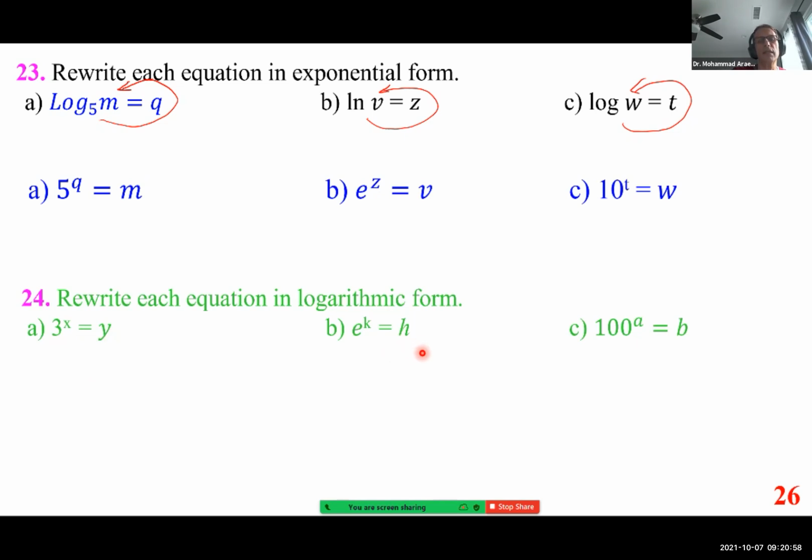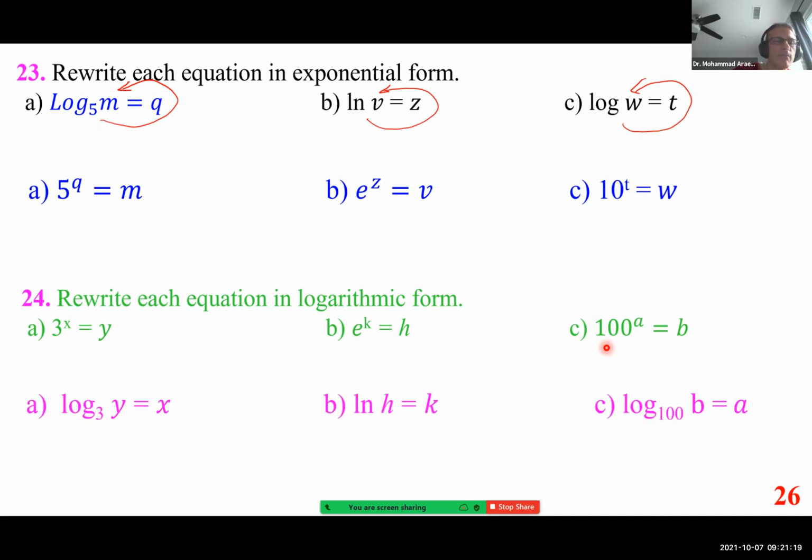In this case, because the base is e instead of log, we use ln. So ln of h is k. In this case, the base is 100. Log base 100 of b, my apologies, is equal to a. So look at all cases. The base is 3, so it's here. The base is e, we mentioned ln. That takes care of it. The base is 100, it's right here.